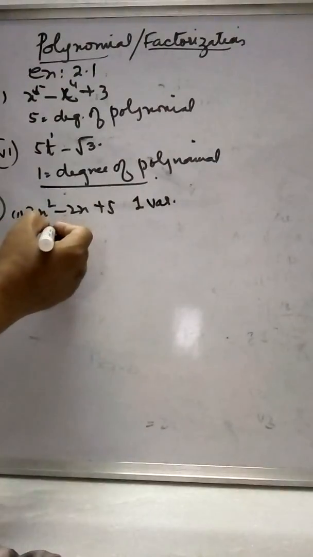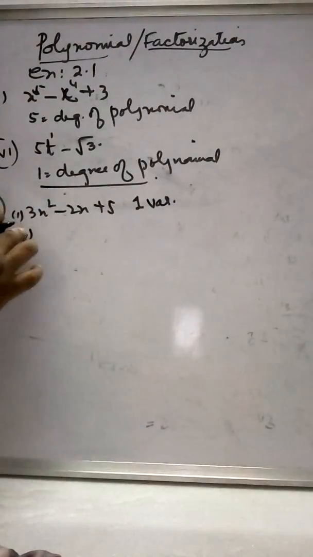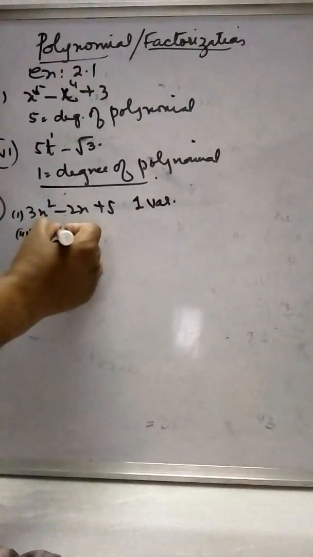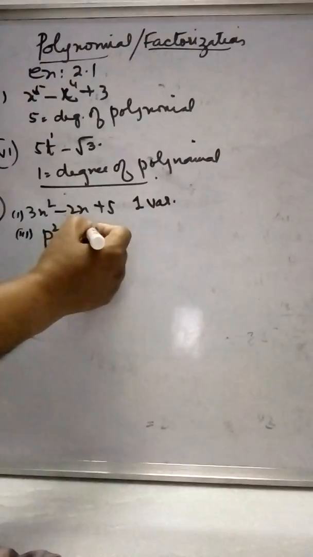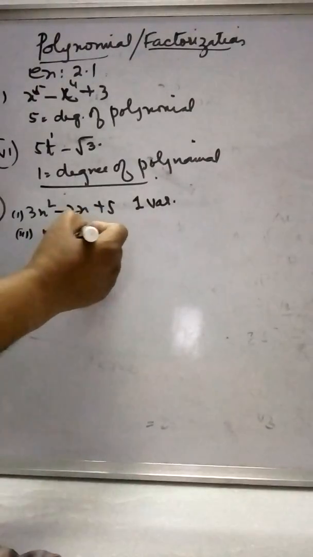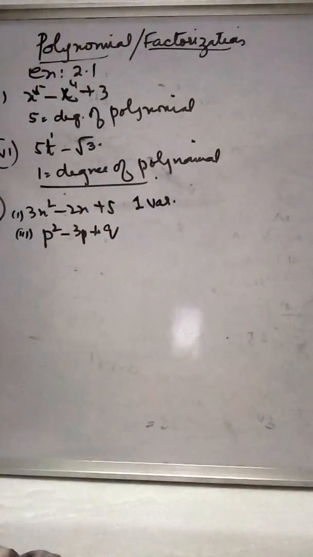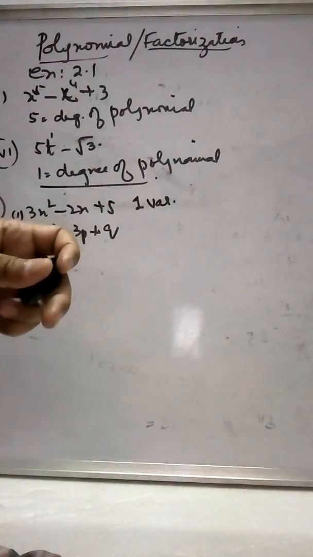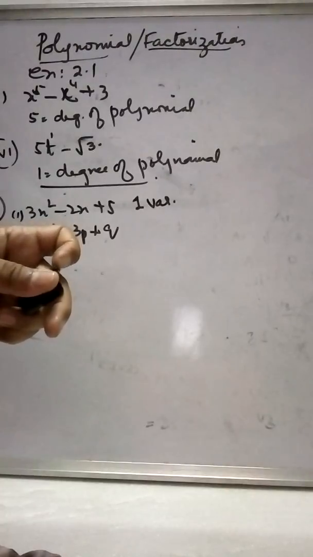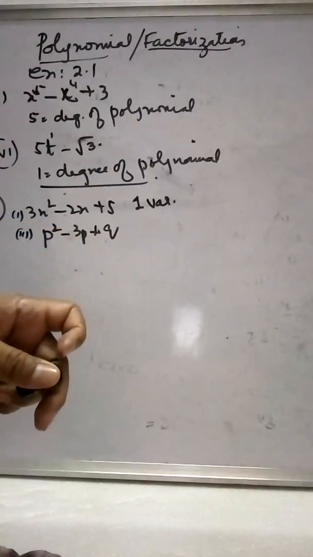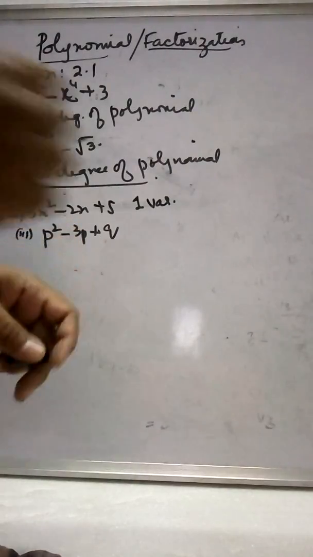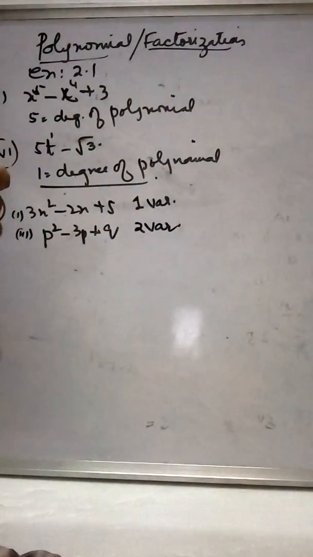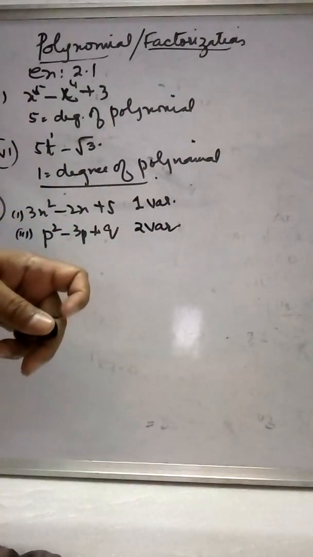Second one, sorry, I'm taking the third one. The third one is given as p square minus 3q plus 3p plus q. Now here you have two variables, p and q. So this is a polynomial in two variables, p and q. So it is not a polynomial in one variable.